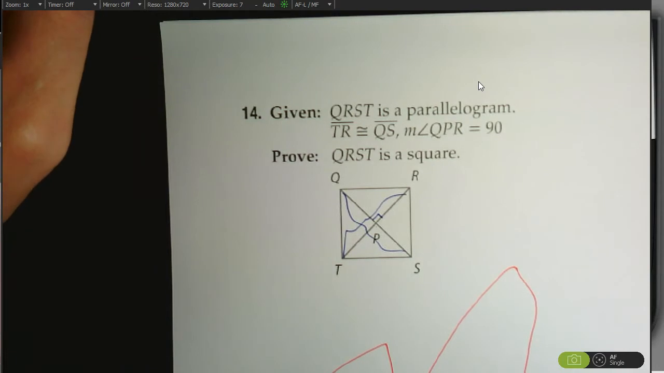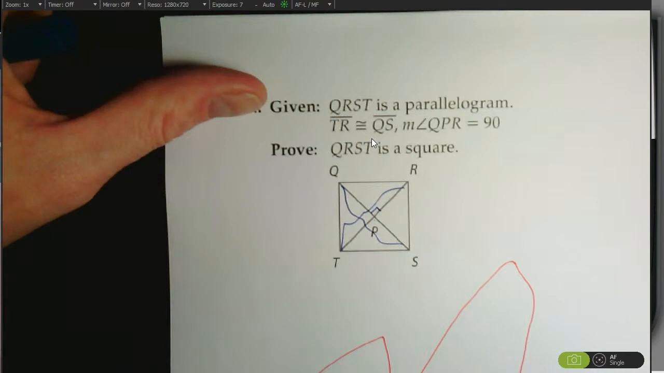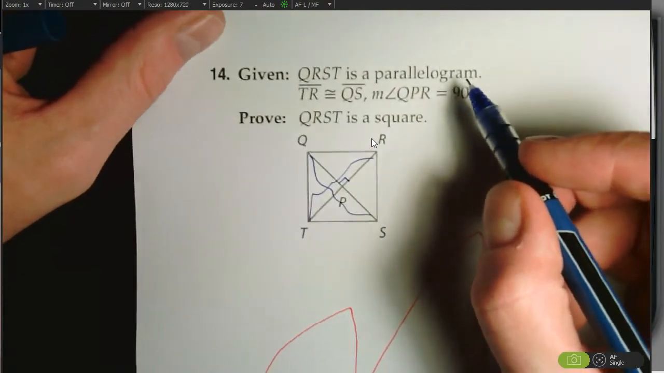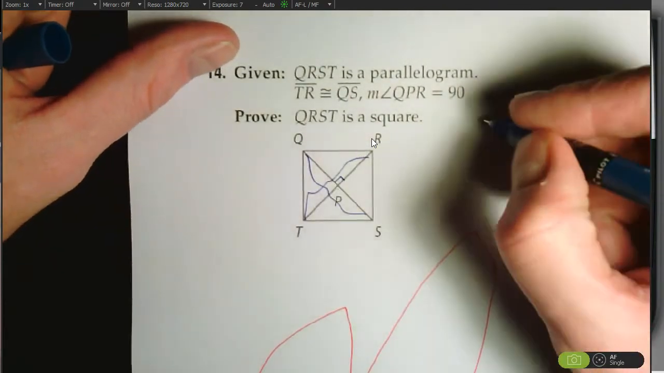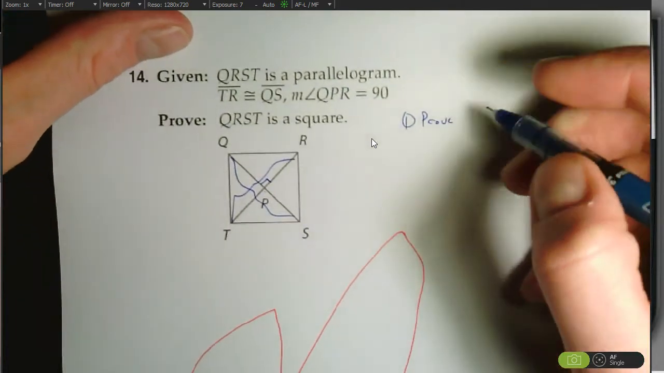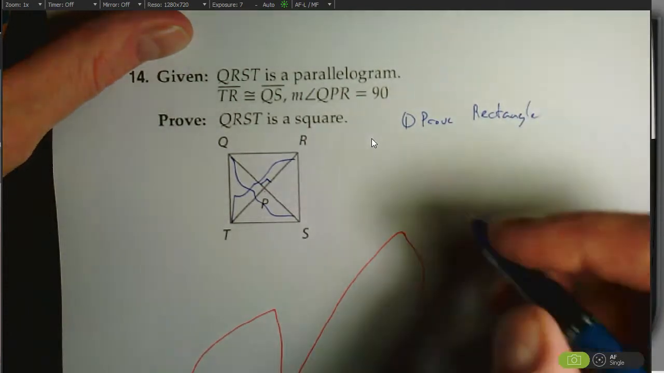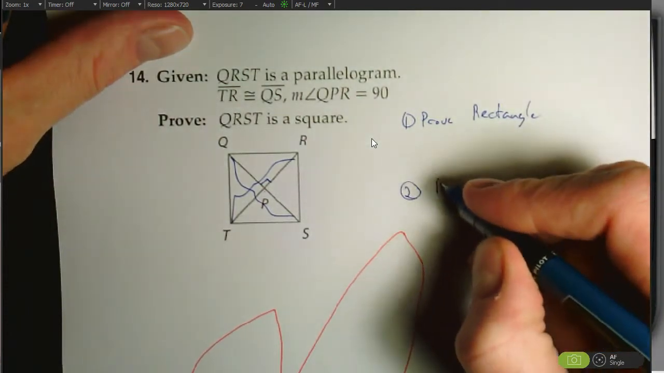Okay. So what we're actually going to piggyback off of is that last theorem, 6.20. It says if a quadrilateral is both a rectangle and a rhombus, then it's a square. So what we're going to do is we know it's a parallelogram already. So that's taken care of in the given. We're going to prove that it's a rectangle and then we're going to prove it's a square.